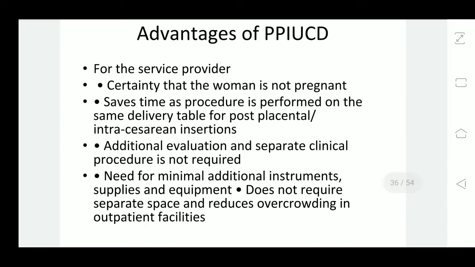What is the advantage for the service provider or the person who is introducing IUCD? It could be a doctor or it could be a trained person in the PHCs. The person definitely knows that the woman is not pregnant, so that part is taken care of, that you have to be certain that the woman is not pregnant. Then it saves time as it is performed on the same delivery table for post-placental or intracaesarean insertion.